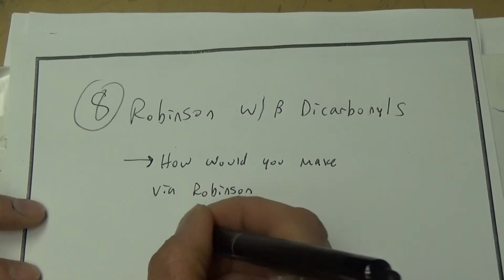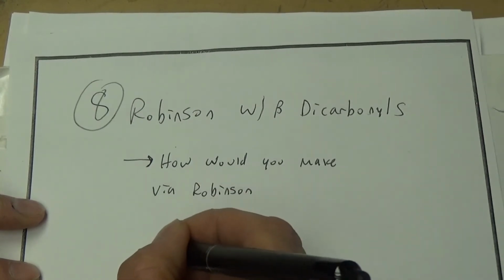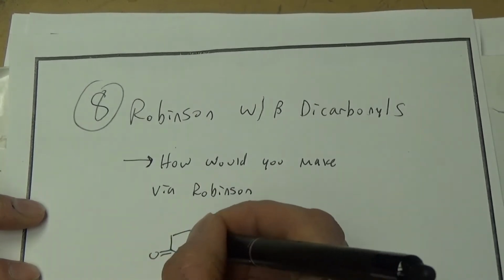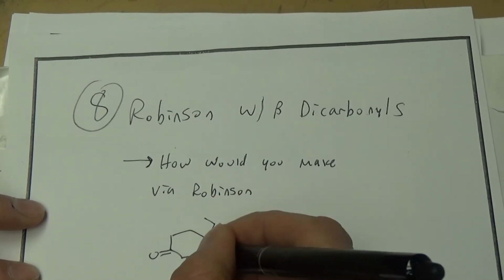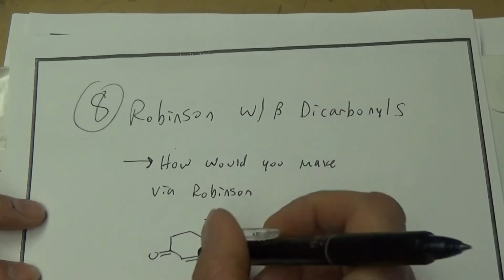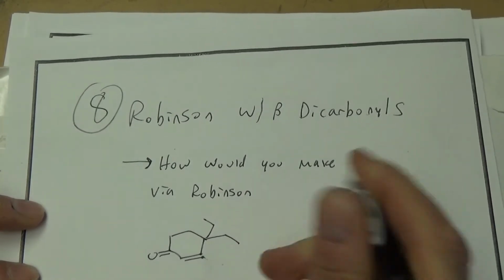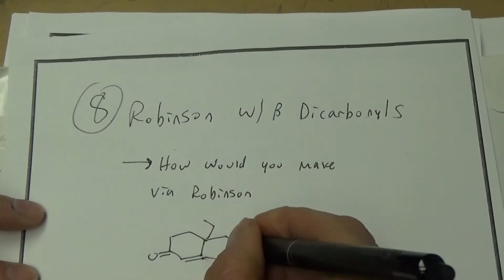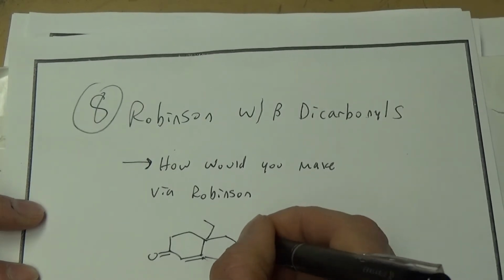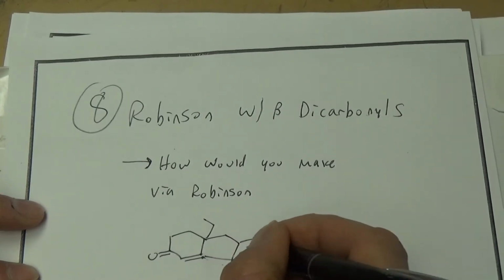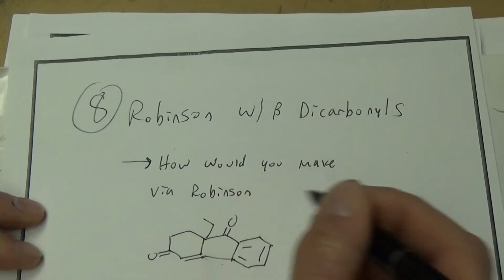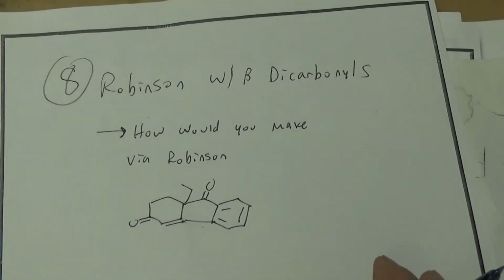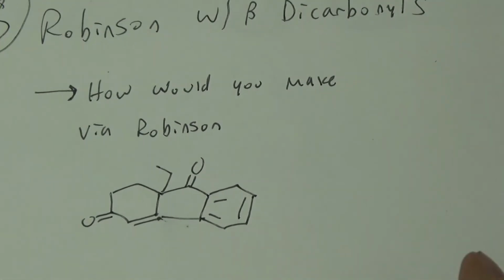So we have a 6-member ring, double bond, ethyl, 5-member ring, and a benzene. And an extra ketone. Okay. All right. So, how would you make this by Robinson?